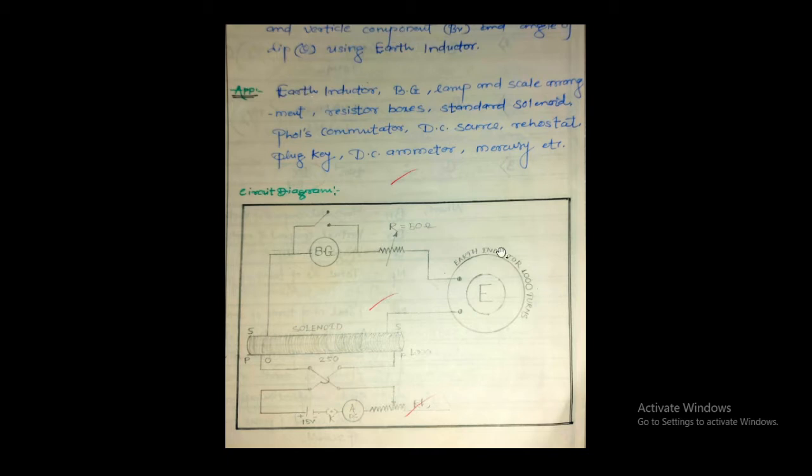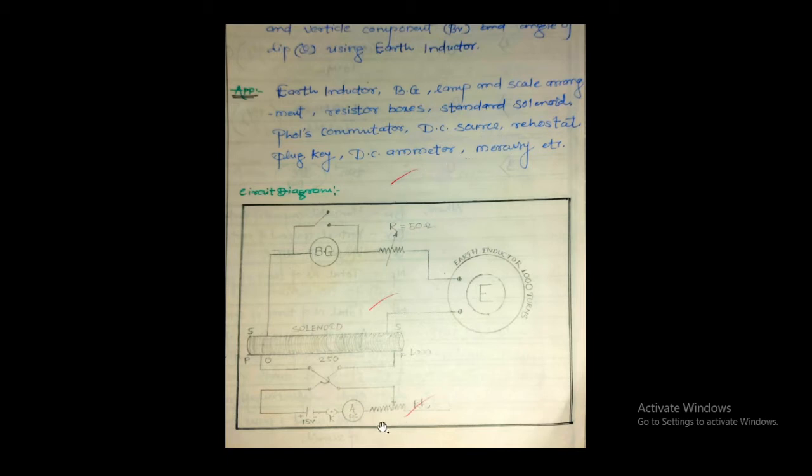Earth inductor, it is shown here: coil, BZ ballistic galvanometer, lamp and scale arrangement on which we can have the deflecting spot, resistance boxes like this and this, standard solenoid coils, the standard solenoid coil, this is its primary, it is its secondary. Then the false commutator, it is shown here, or in simple words, a 6-way key.